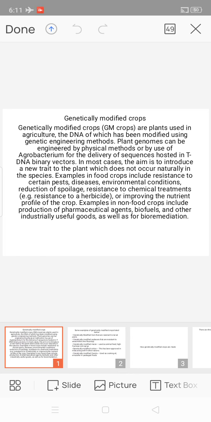Examples in food crops include resistance to certain pests, diseases, environmental conditions, reduction of spoilage, and resistance to chemical treatment, or improving the nutrient profile of the crops. Examples in non-food crops include production of pharmaceutical agents, biofuels, and other industrially useful goods as well as for bioremediation.